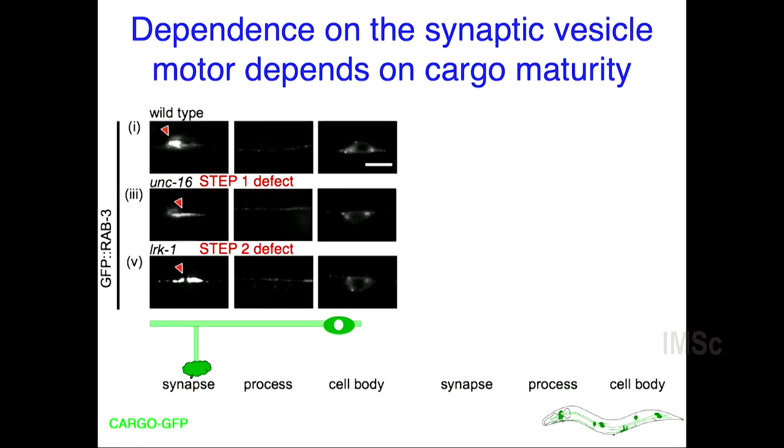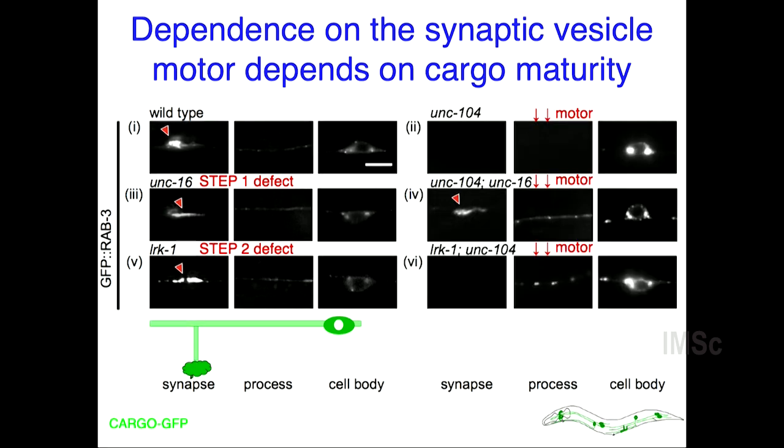What happens when we remove the synaptic vesicle motor, or the engine? Here's what we see. In a normal animal, you remove the synaptic vesicle motor, and there are no synaptic vesicles that come up to the synapse. Fantastic. This is what you'd expect. You can't breathe, you can't move, you will eventually die.